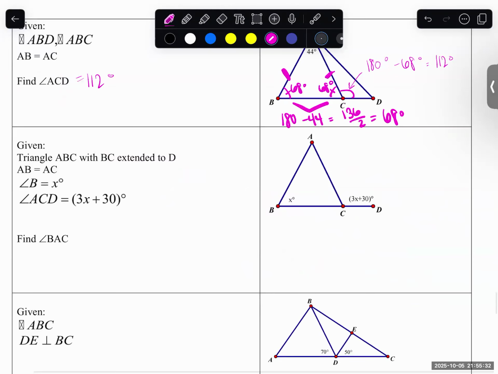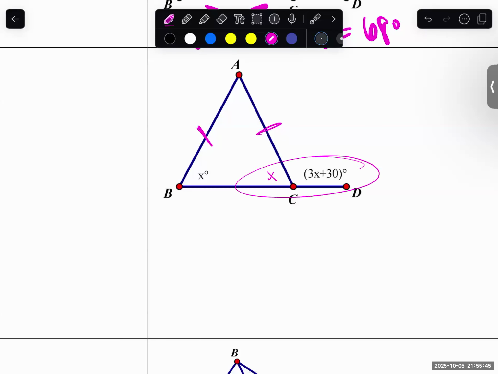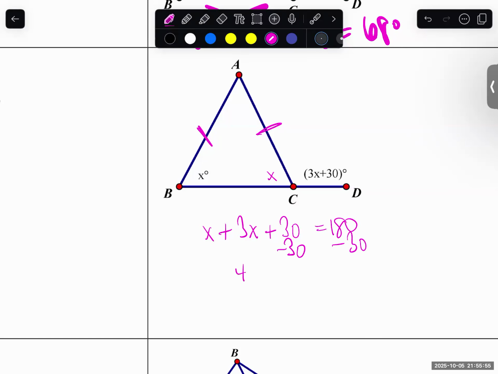Great. Also here, it tells me AB is equal to AC. Angle B is X, which means this is also X. Now it wants me to find BAC, but I know nothing about them. So I'm going to go ahead and try to find X. Now if you notice, these are supplementary. So X plus 3X plus 30 equals 180. I get 4X equals 150. So X is 37.5. This is equal to 37.5.